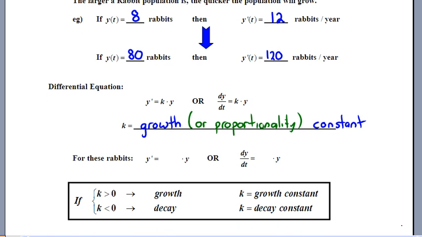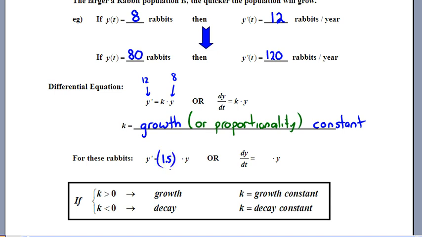Now, for our rabbits, looking at just this story where if there are 8 rabbits, then they're growing at 12 per year, or if there's 80, they're growing at 120 per year. In my little made-up example that you see up there, in order for me to figure out what that rate is, how do you get 12 from 8? By multiplying by some sort of k, right? So I'm just staring at it going, hey, I seem to be getting 12 when this number here was 8. Looks like in my story, the growth constant here is 1.5.